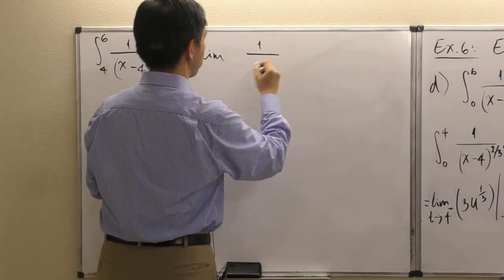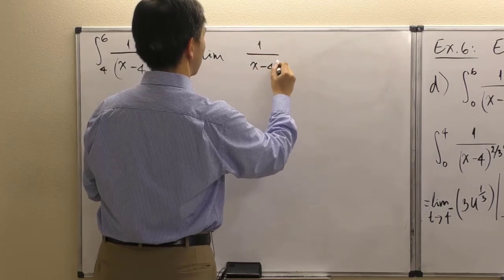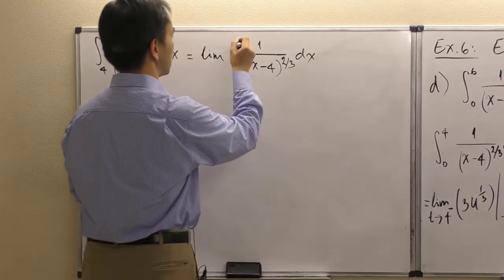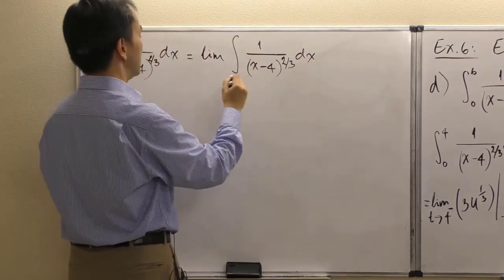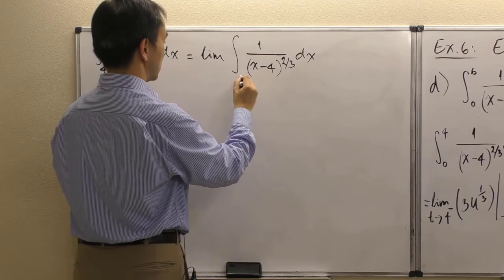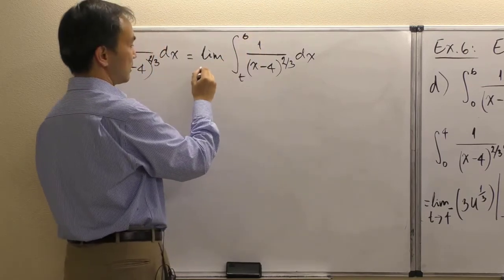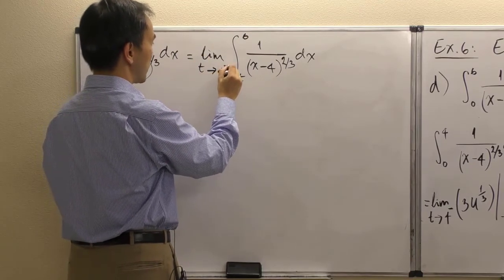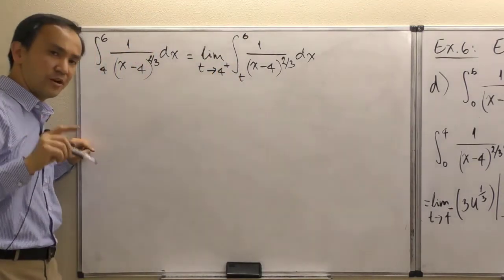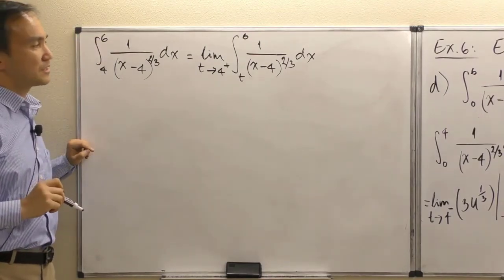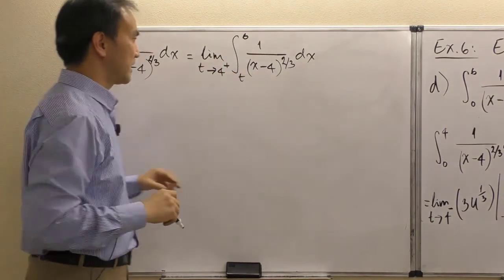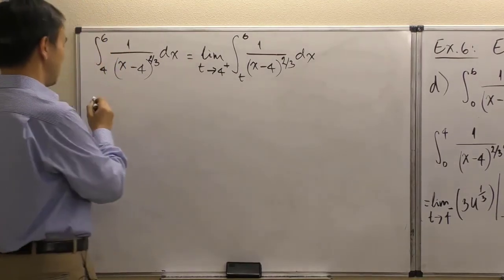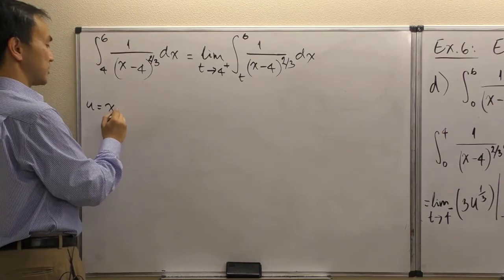1 over (x minus 4) to the 2/3 power, dx, but then this is an integral that we're accumulating from t to 6, and where now I'm going to take the limit, allowing t to approach 4 from the right hand side. Once again I'm going to do a little bit of substitution. I'm going to let u equals x minus 4 again.